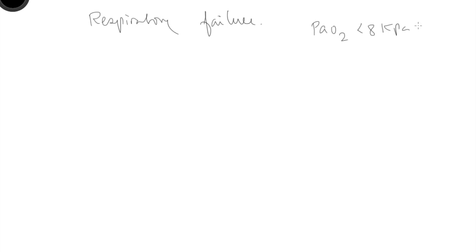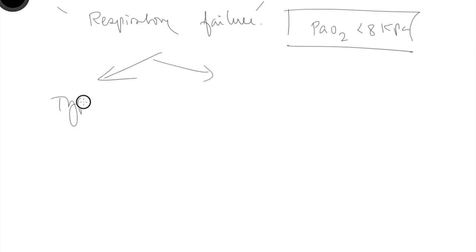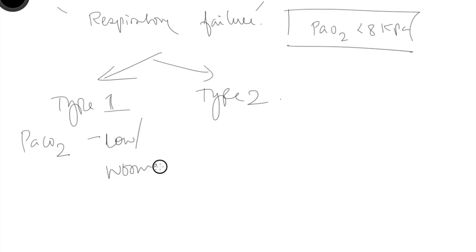So there are two types of respiratory failure. Once this criterion is met, that is termed respiratory failure. After that, we have two types, type 1 and type 2. This is based on the PaCO2 levels. Okay, if PaCO2 is either low or normal, it is type 1 respiratory failure. If the PaCO2 is increased, then it is termed type 2 respiratory failure.